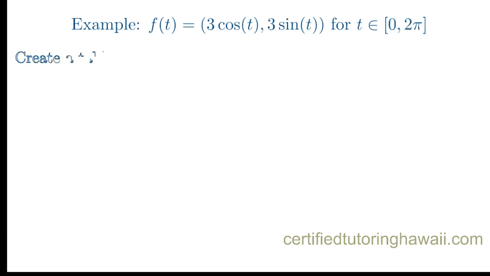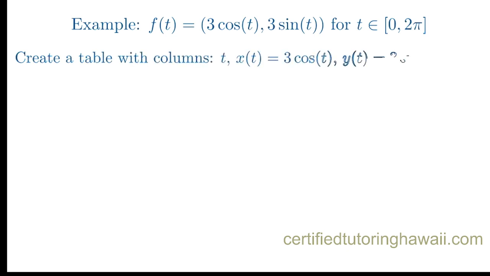Just like before, we'll create a table of values. For trigonometric functions, it's common to choose key angles on the unit circle to make the calculations easier. Let's use t values of 0, pi over 2, pi, 3 pi over 2, and 2 pi.